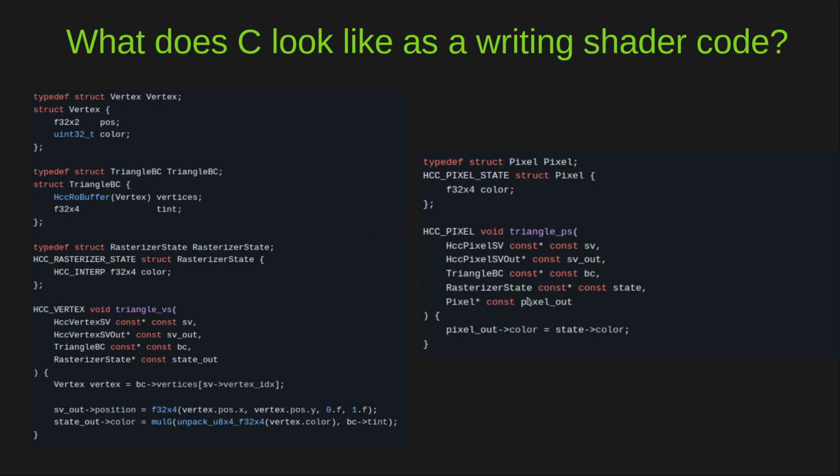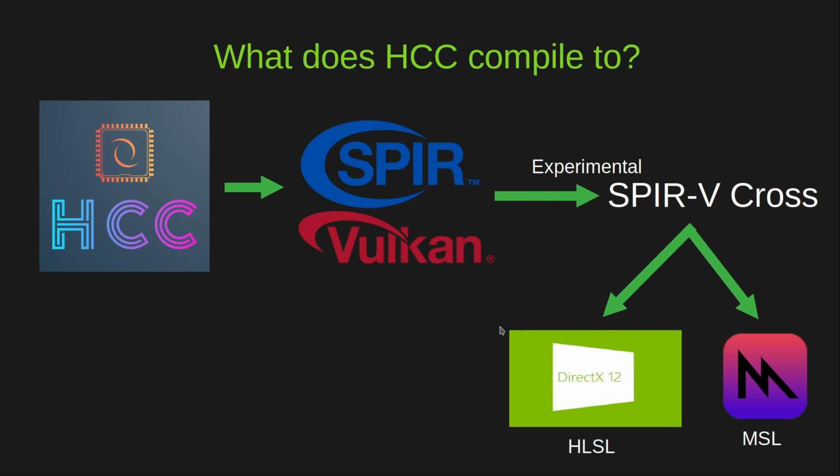And as you see, the rasterizer state just comes in as an input variable here, and we use it here to get the color, and we store it out in the final using the final pointer, which is the pixel color there. So how does HCC compile to SPIR-V?